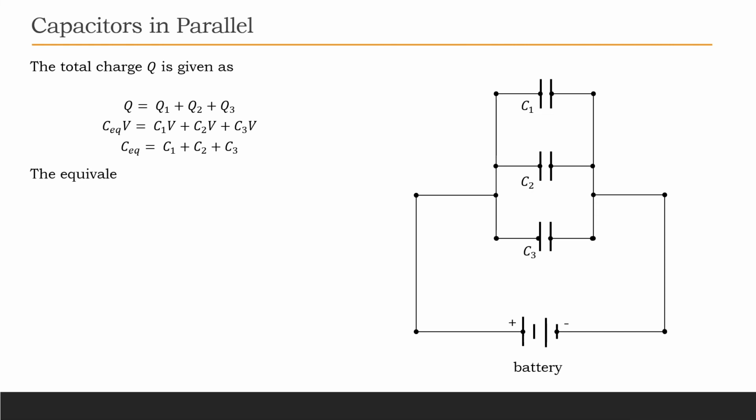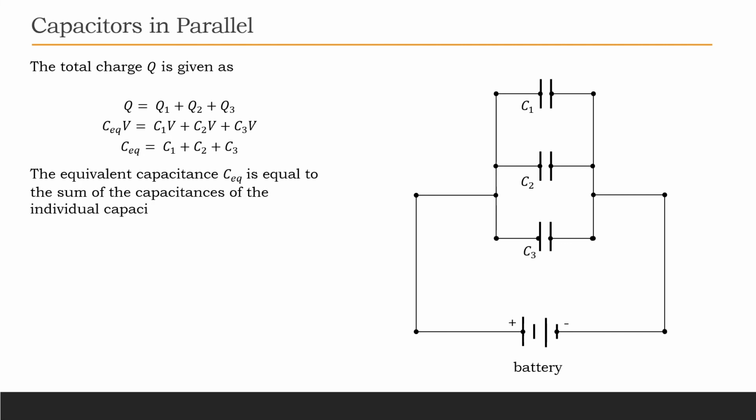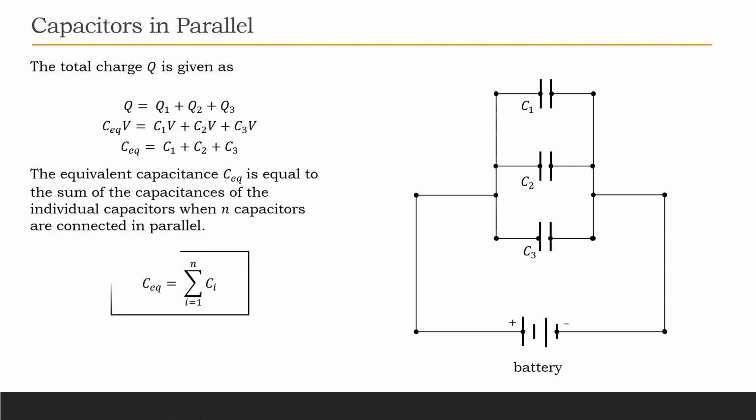The equivalent capacitance C equivalent is equal to the sum of capacitance of the individual capacitors when n number of capacitors are connected in parallel. So the equation becomes C equivalent equals sum of Ci, where i is from 1 to n numbers, or i equals 1, 2, 3, 4 and it goes on up to n numbers.